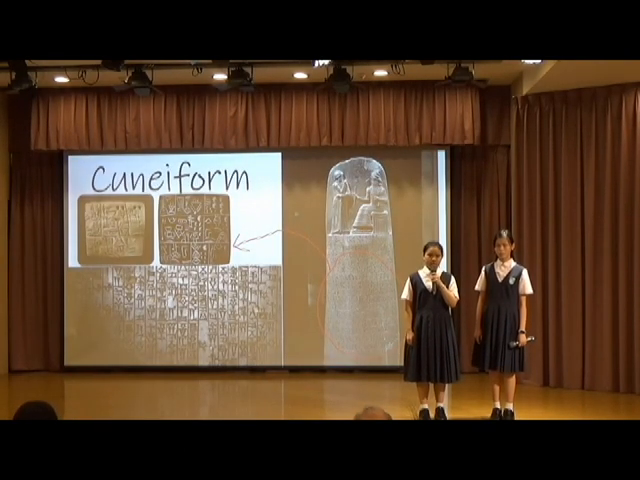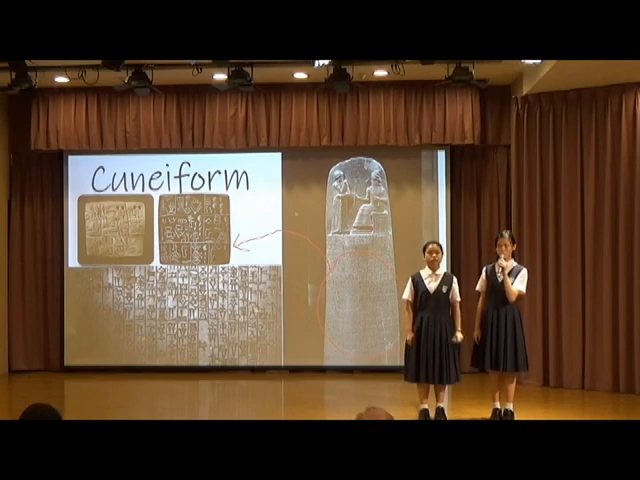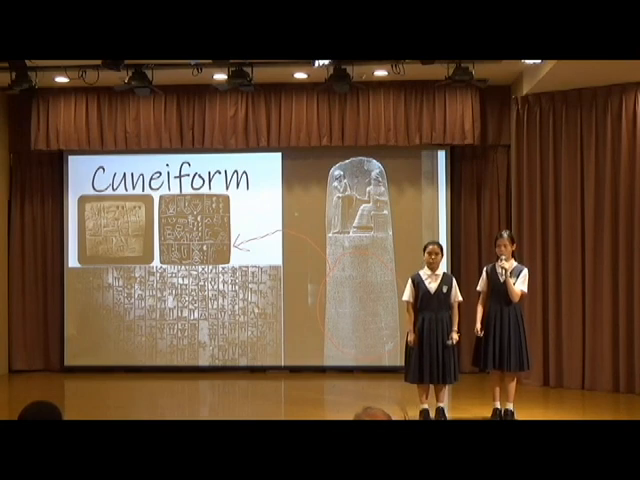Cuneiform is a logo-syllabic script that was used to write several languages of the ancient Middle East. There are about 4,130 lines of cuneiform text on the Code of Hammurabi. Cuneiform is the earliest known writing system. It was originally developed to write the Sumerian language of southern Mesopotamia.